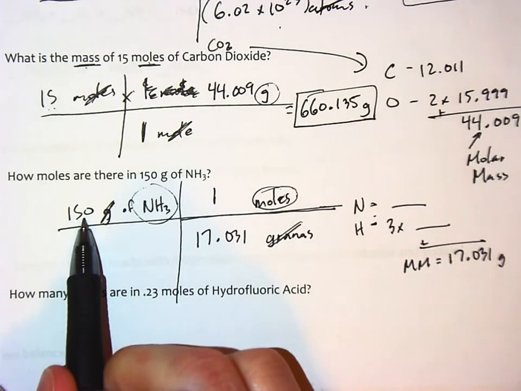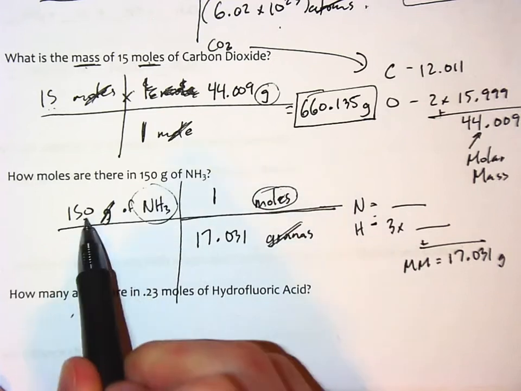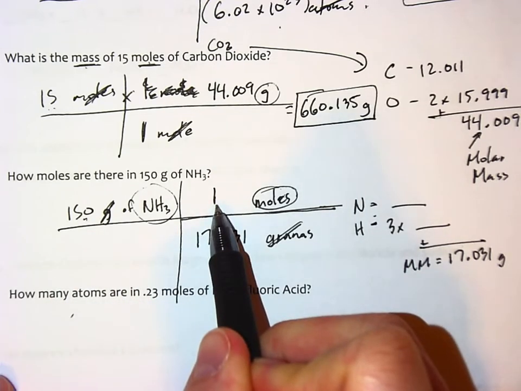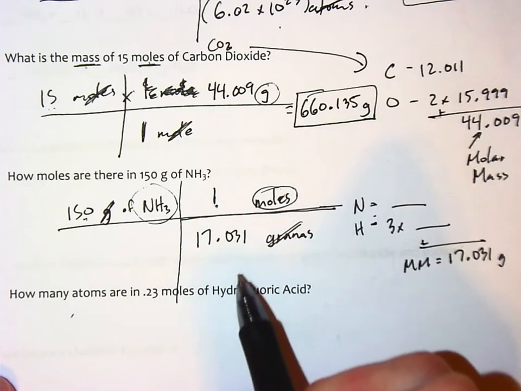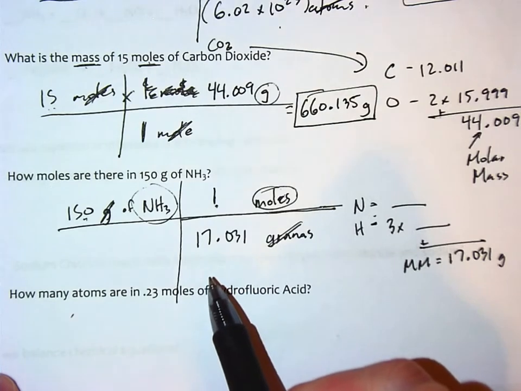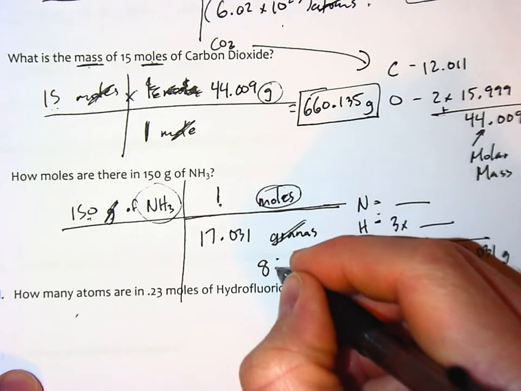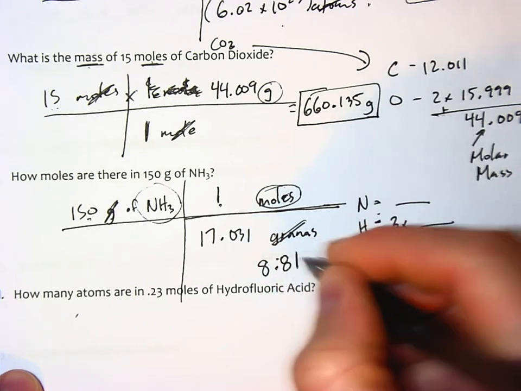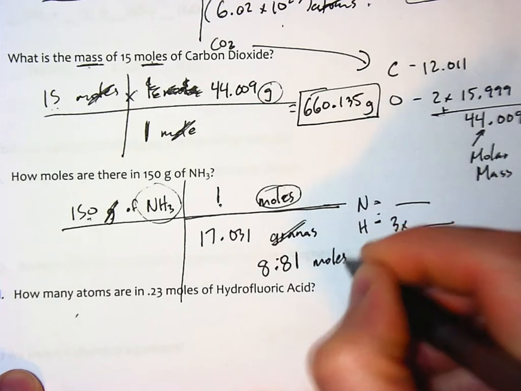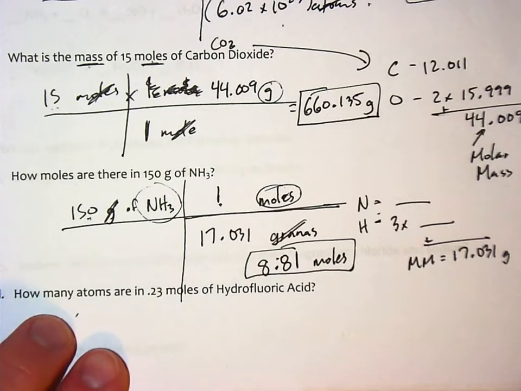So it's really 150, so everything on top multiplies, everything on bottom is dividing. So 150 times 1, which we know is 150. So really it's 150 divided by 17.031, which gives you 8.81 moles. Okay, so that's how many moles are in 150 grams of NH3. All right.